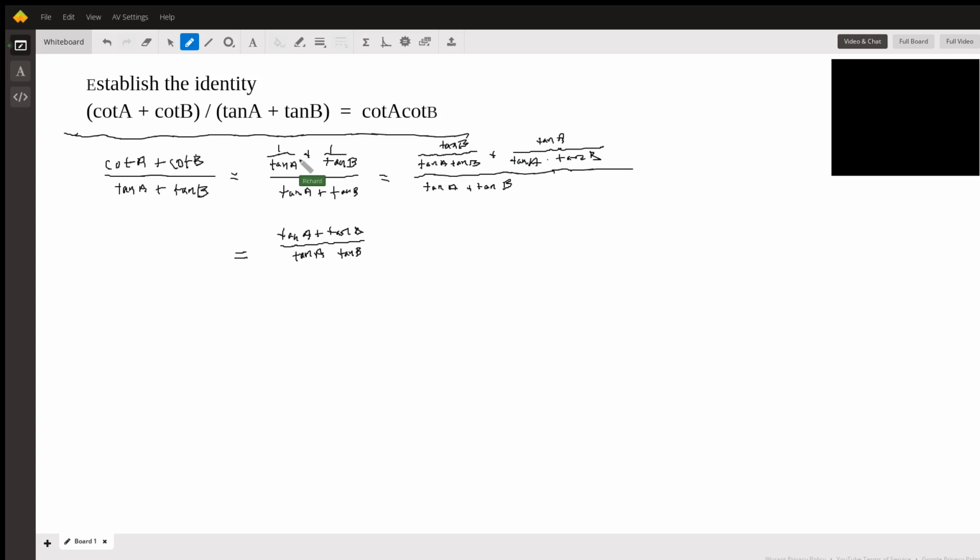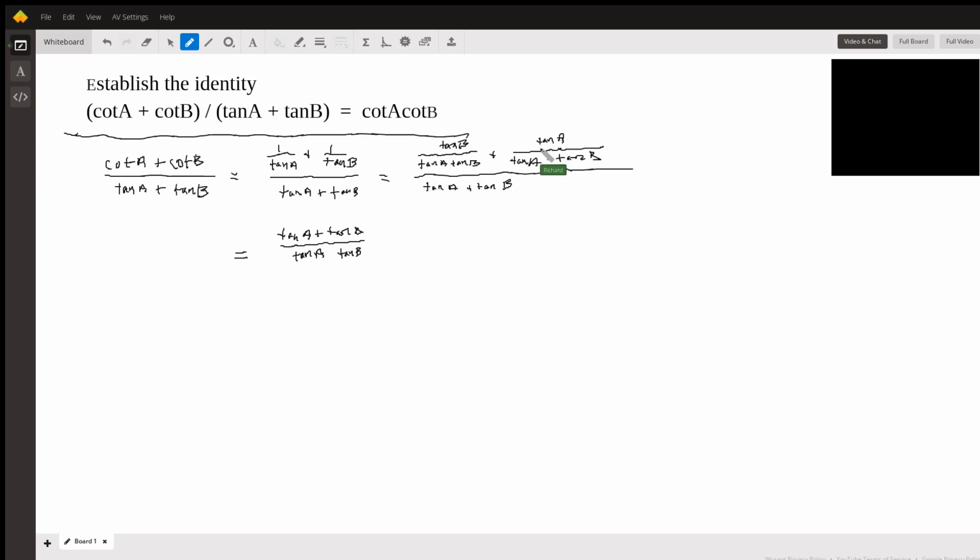I want to add these fractions, and so I need a common denominator. You cannot add two fractions unless you have a common denominator. So the common denominator is the product of tangent A and tangent B. So tan A times tan B, tan A times tan B. Now to turn tan A into tan A times tan B, I had to multiply top and bottom by tan B, which is where that comes from. Similarly here, I had to multiply top and bottom by tan A.